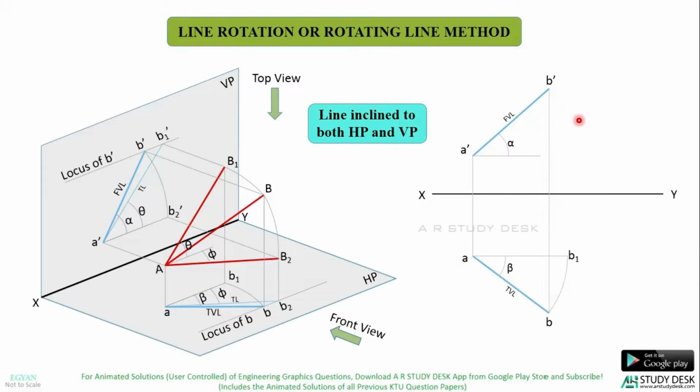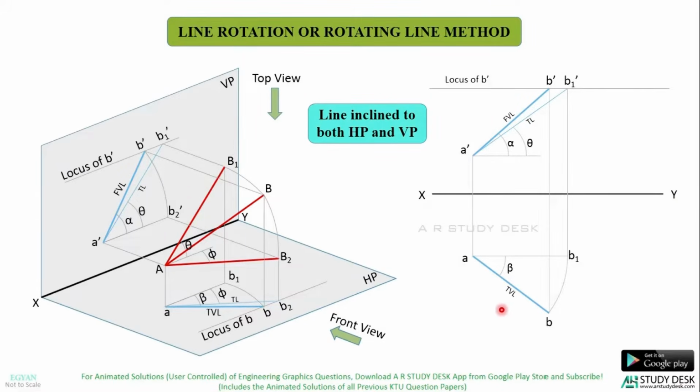Okay. So in order to get the point B1 dash, what you should do? You should draw the locus of B dash because B dash and B1 dash will be lying on the same locus as we discussed here. So just project this point B1 till the locus of B dash so that you get the point B1 dash. Join A dash B1 dash to get the true length, and the angle made by that line will be theta.